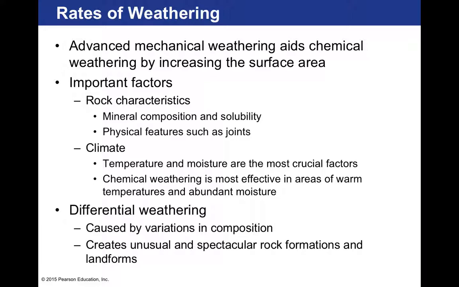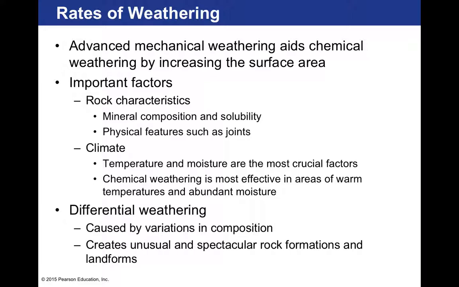The climate in the region is a big factor as well. If you have a very cold region or a region where it fluctuates between warm and cold temperatures, you can have a lot of frost wedging happening. So the temperature and moisture are critical in areas as well. Chemical weathering is most effective where you have warm temperatures and also abundant moisture, because the warm temperatures are going to increase any chemical reaction for the most part. So if you have a lot of water dissolving different materials, the rate at which that dissolving happens will increase if you have warmer temperatures.